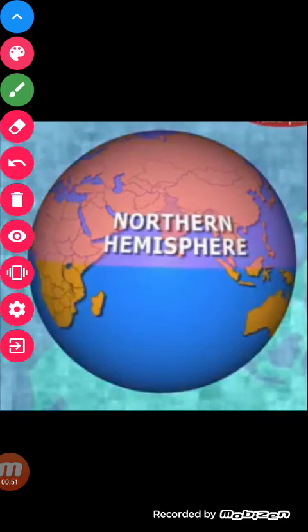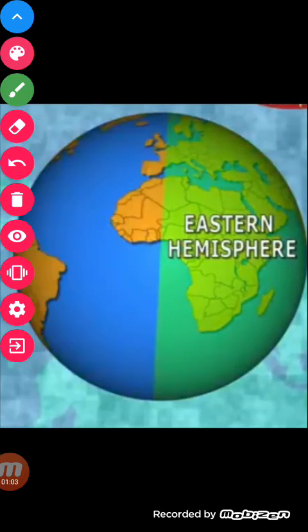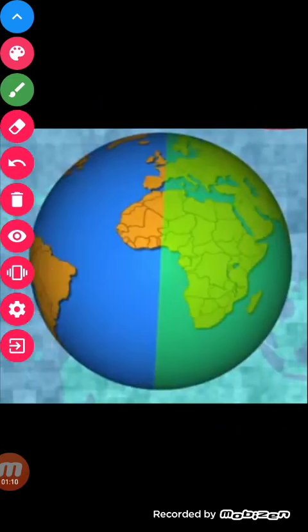Next, the northern hemisphere. The globe can be divided into the northern hemisphere and the southern hemisphere, as well as the western hemisphere and eastern hemisphere. So India is in the eastern hemisphere and the northern hemisphere.